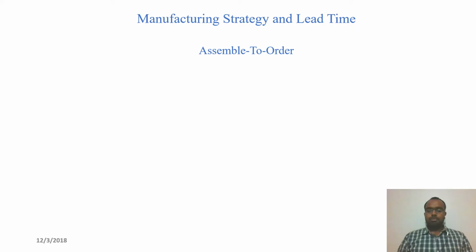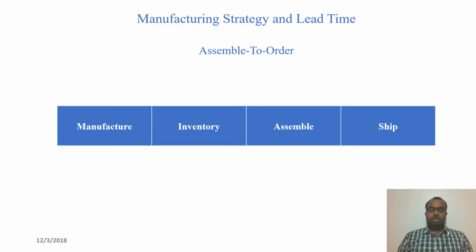The second type of manufacturing strategy is assemble to order. The assemble to order consists of four types of stages. They are manufacture, inventory, assemble, and ship. You have seen these four types of stages in make-to-stock strategy as well, but you can spot the difference that the stages are rearranged in a particular order. Let's go through each and every stage so that we can note the difference between these two types of strategies.